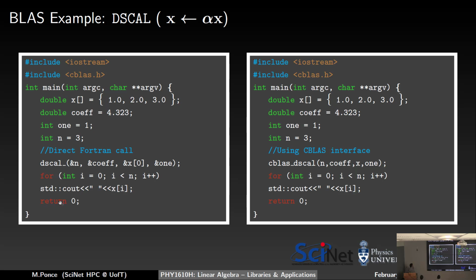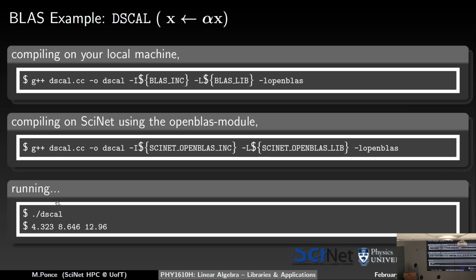Similar with the return zero, we talked about that before. How to compile? Okay, let's say that we want to compile on your local machine. Remember, we put the values of the installation path in these variables, BLAS inc and BLAS lib. Basically, I'm using the C++ compiler. The name of the code is dscal_ccc. I want to generate the file called dscal.